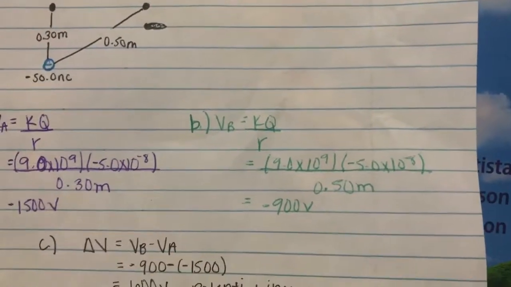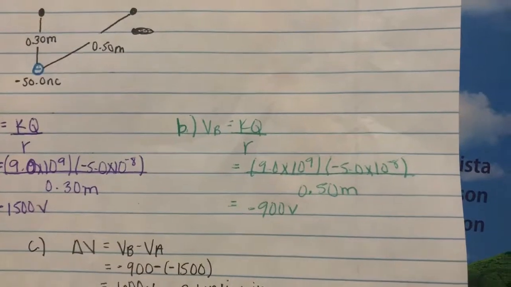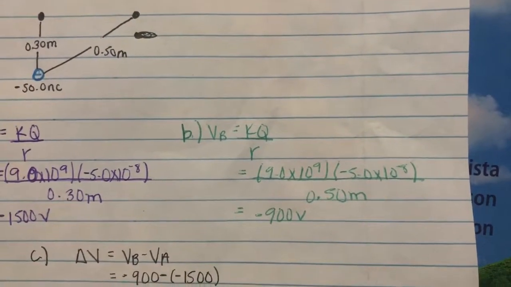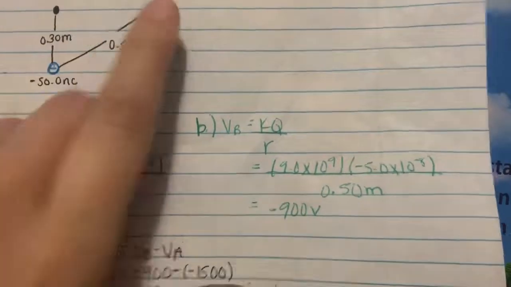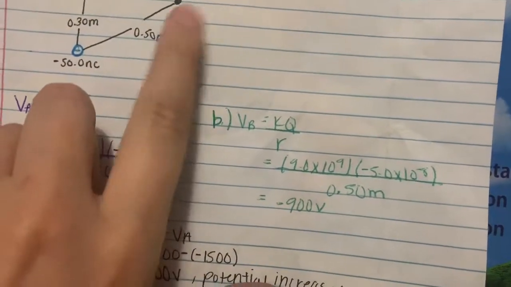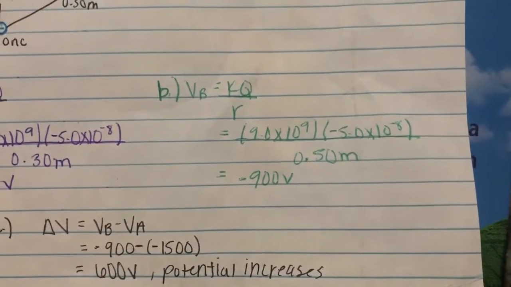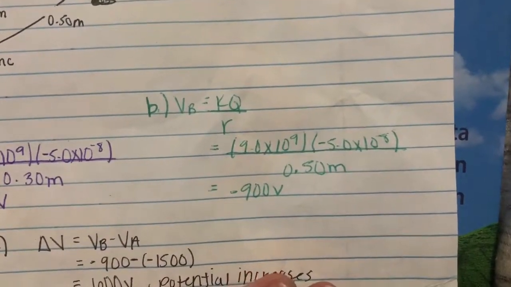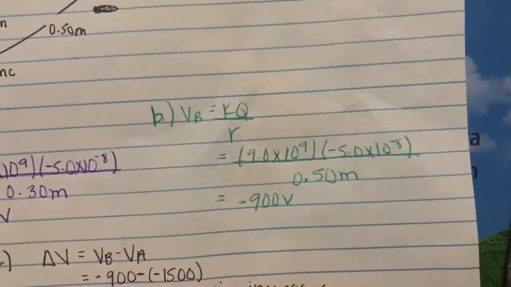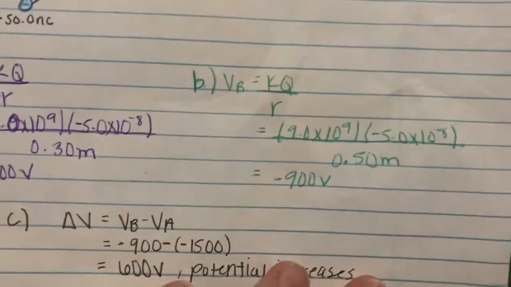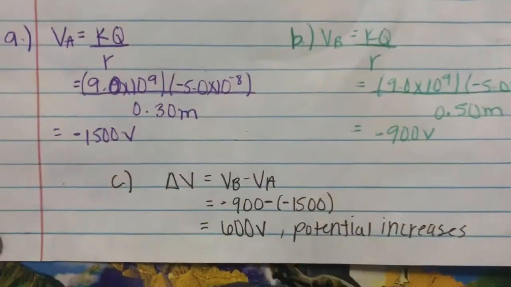And the same thing for part B, but we're going to use VB is equal to K times Q divided by R because we're doing point B this time. It's going to be the 9.0 times 10 to the 9 times negative 5.0 times 10 to the negative 8 divided by 0.50 meters. And that's going to give us negative 900 volts.